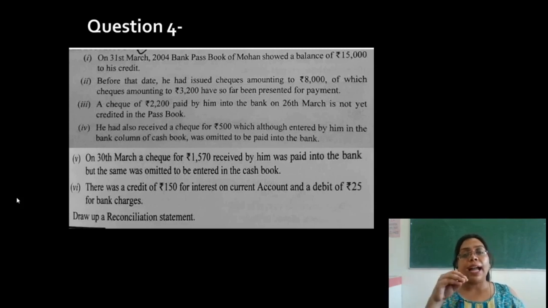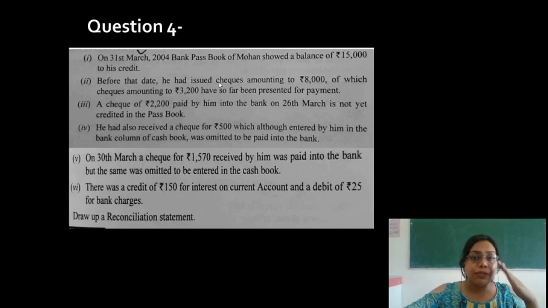So Mohan had issued a check of rupees 8,000, but out of the 8,000, only 3,200 rupees had been presented for payment. Only 3,200 rupees have been encashed. So in this case, the difference between 8,000 and 3,200, that is the difference of rupees 4,800, had not yet been presented for payment.